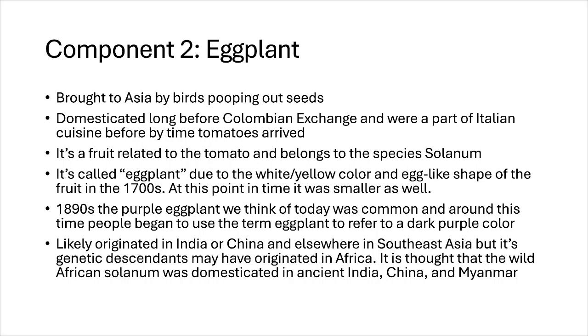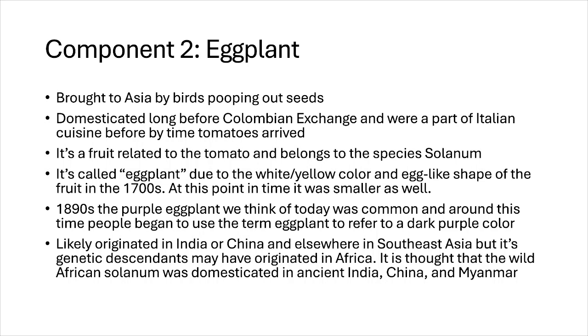It was brought to Asia by birds pooping out seeds, domesticated long before the Columbian Exchange, and was a part of Italian cuisine before the time tomatoes arrived. It's a fruit related to the tomato and belongs to the species Solanum. It's called eggplant due to the white, yellowish color and egg-like shape of the fruit in the 1700s. At this point in time, it was smaller as well.